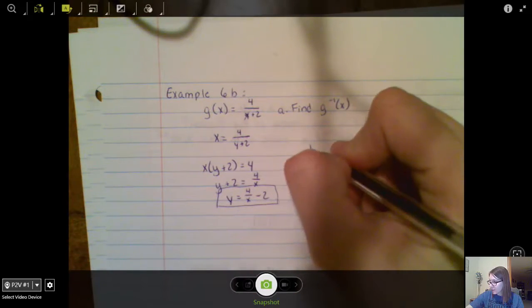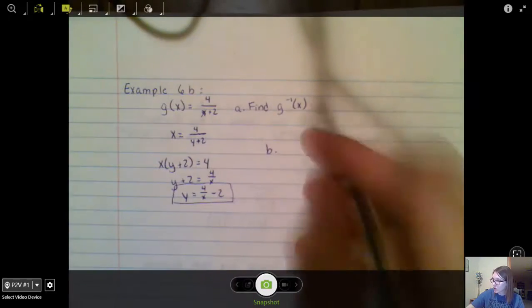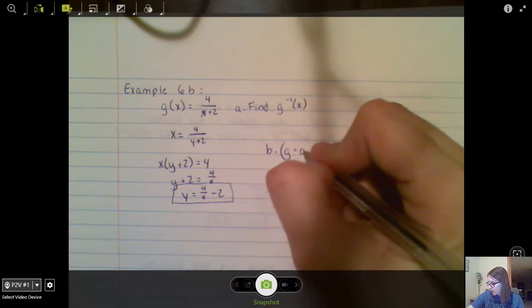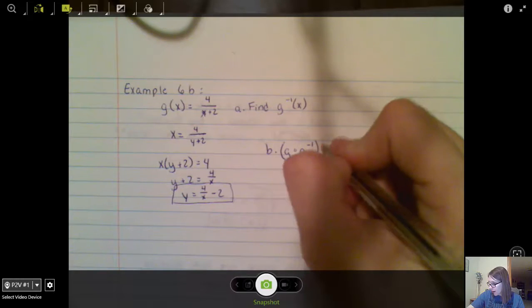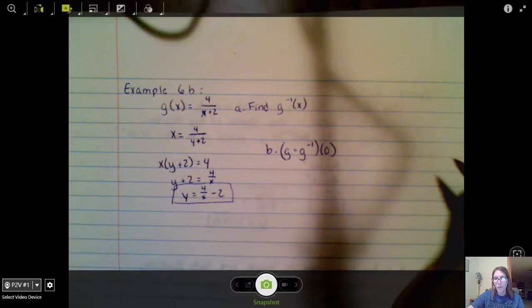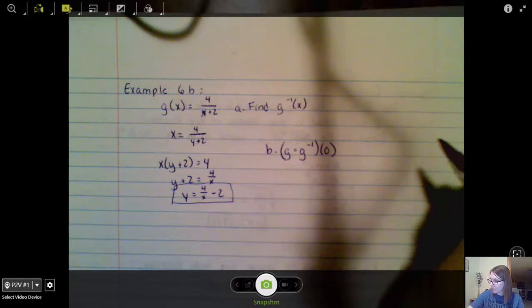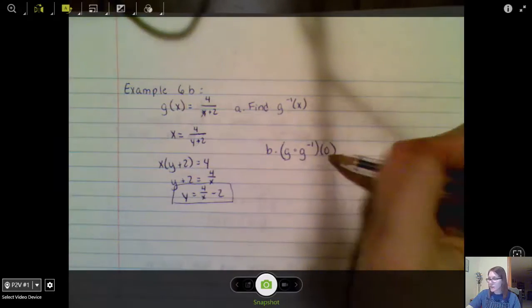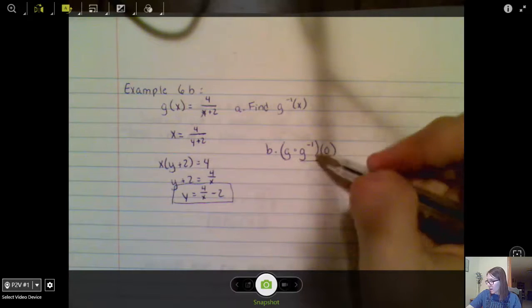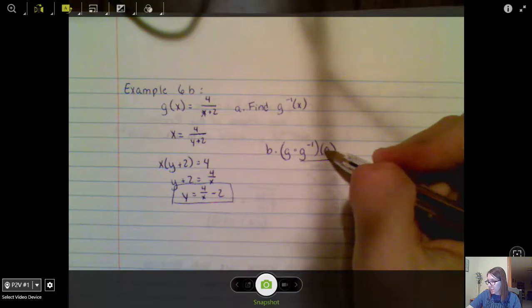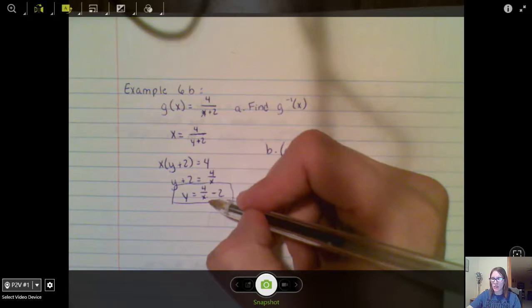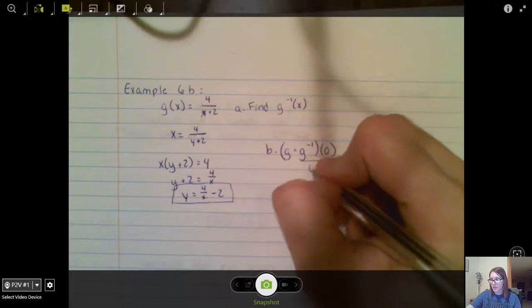Part B, let's do g composed with g inverse of 0. So this one, g inverse of 0 is where we start. If I take 0 and plug it into my inverse, what happens? I'd have 4 divided by 0. That's undefined.